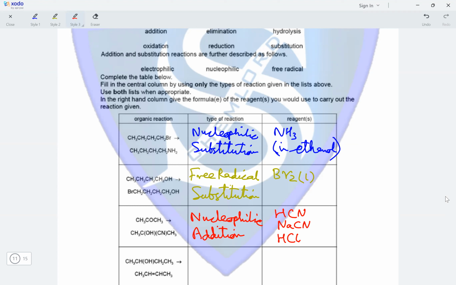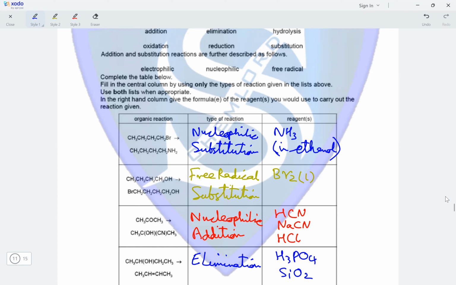The last organic reaction is an alcohol being converted into an alkene. So this is an example of a dehydration reaction, but dehydration is not an option given in the list above. A dehydration reaction results in the elimination of a water molecule from an alcohol. So the type of reaction that would be mentioned here would be an elimination reaction. And the reagents for this would be H3PO4 and SiO2. These are the reagents.